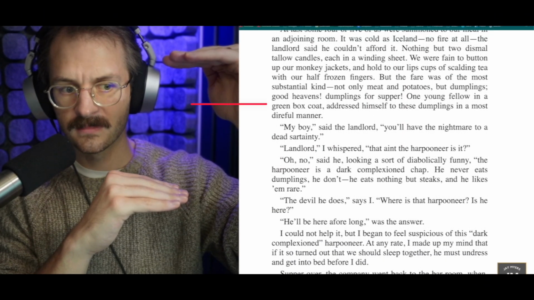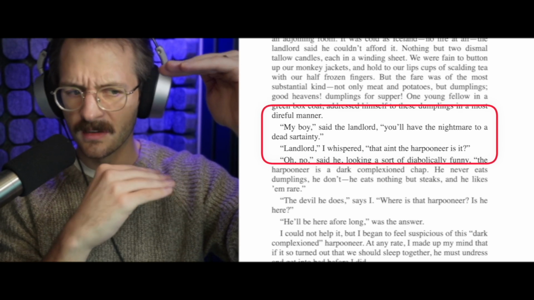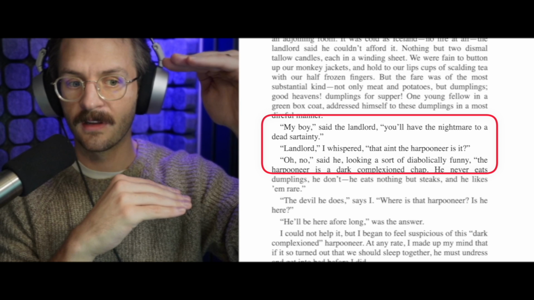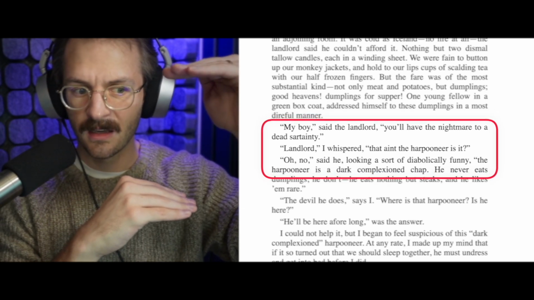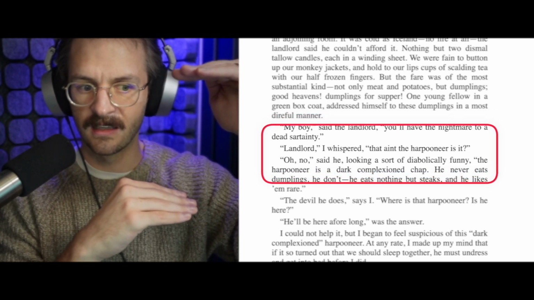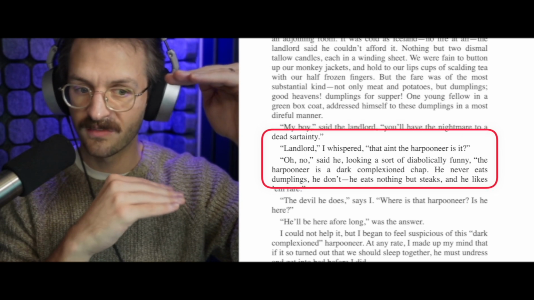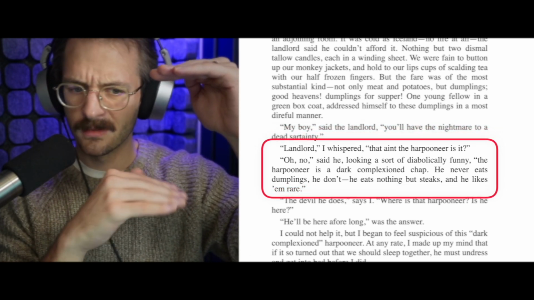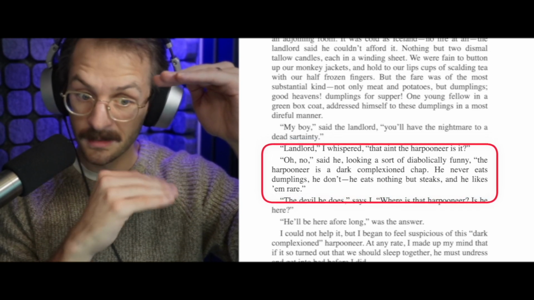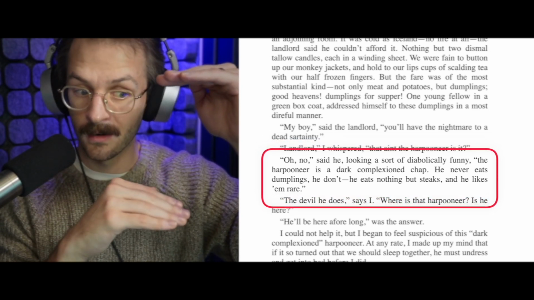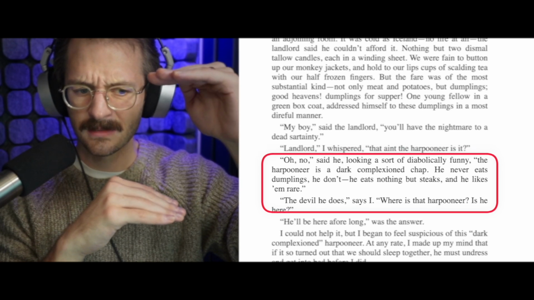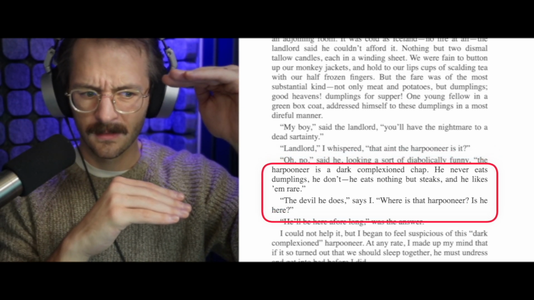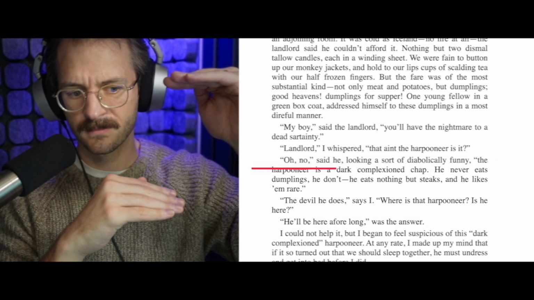My boy, said the landlord, you'll have the nightmare to a dead certainty. Landlord, I whispered, that ain't the harpooner, is it? Oh, no, said he, looking a sort of diabolically funny. The harpooner is a dark-complexioned chap. He never eats dumplings, he don't. He eats nothing but steaks, and he likes 'em rare. The devil he does, says I. Where's that harpooner? Is he here? He'll be here before long, was the answer.